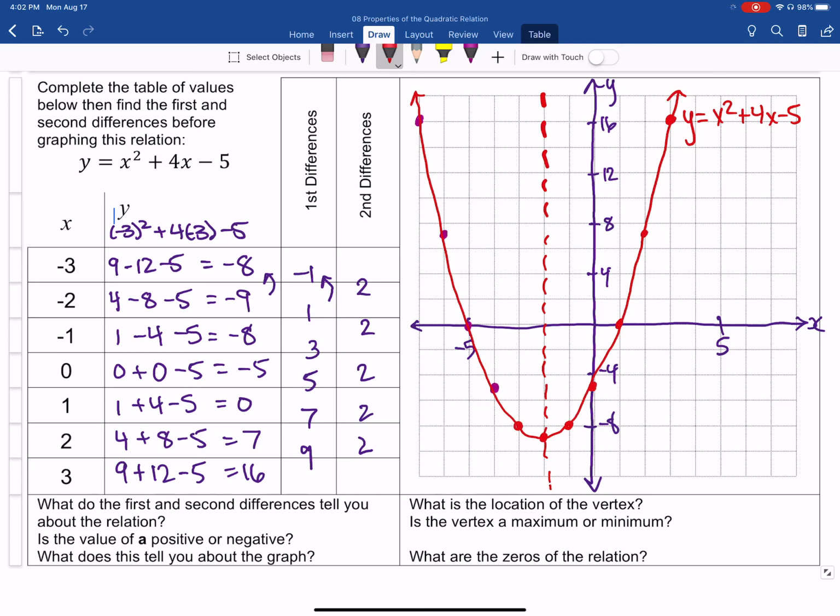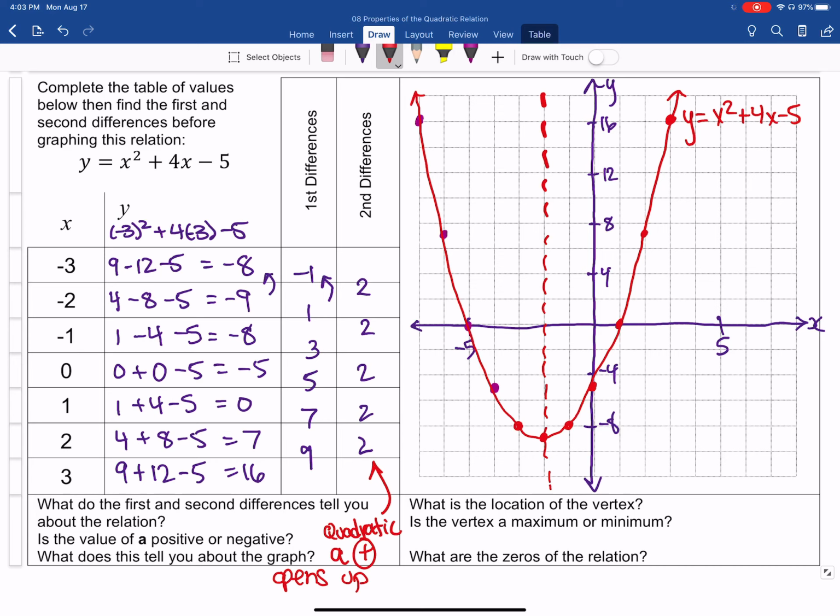Again, what do the first and second differences tell you? Well, because the second differences are the same, it's quadratic, so I'm not going to write that again. Is the value of A positive or negative? So we're going to say quadratic because of second differences. A is positive because it is happy. And what does it tell you about the graph? That it opens up, right?